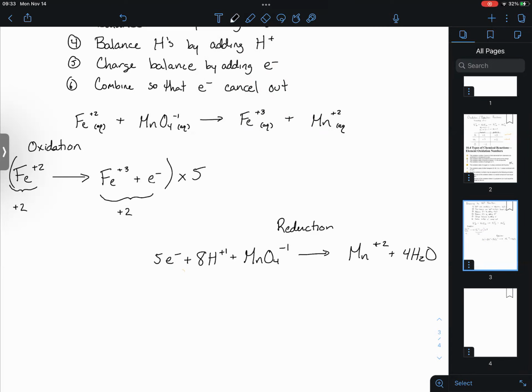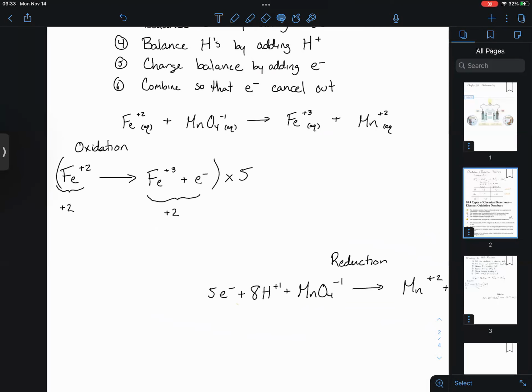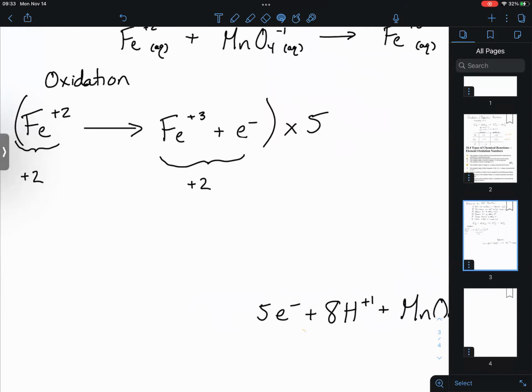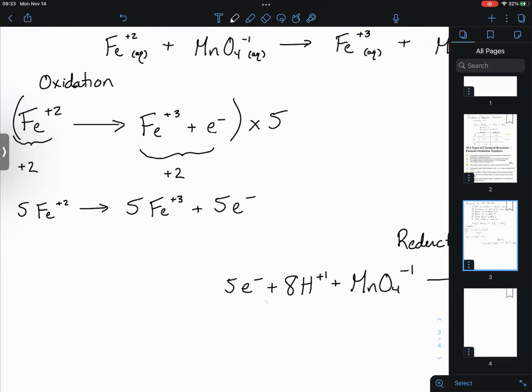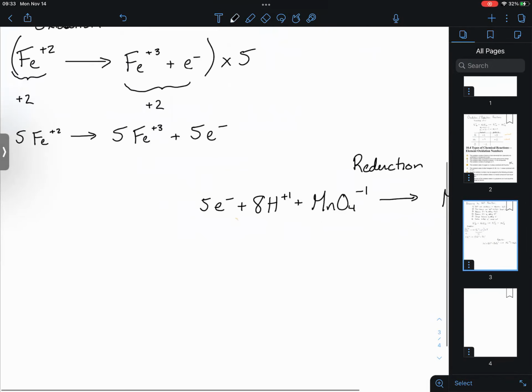Right, so that means, and let me just make some room, that'll increase my number of iron 2 ions by 5. I got 5 iron 3 ions and 5 electrons. All right, cool. So now when I combine these two together, I'm just going to sum up my 2 reactions here.